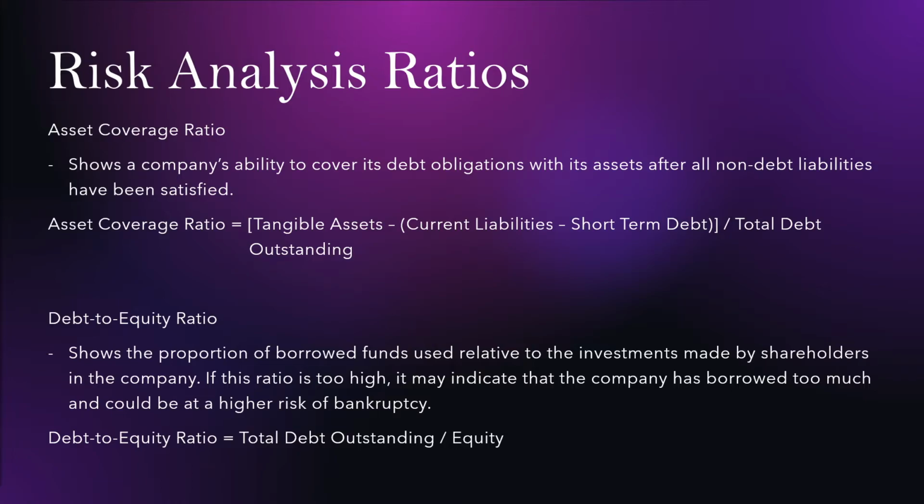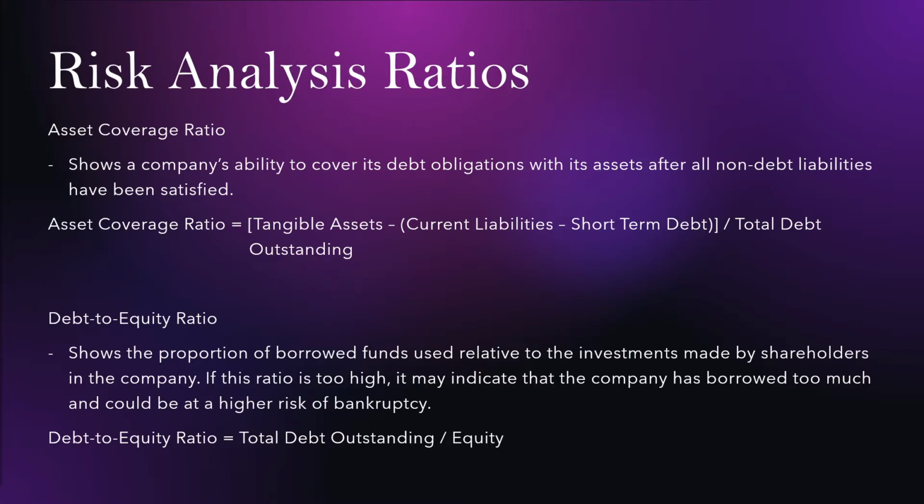Now, tangible assets means the company's total assets less goodwill or other intangible assets. Basically, it is just the physical assets that you actually can touch. And this ratio really does allow you to see how well the company can cover its debt with its tangible assets. So a higher number would be better for this ratio.